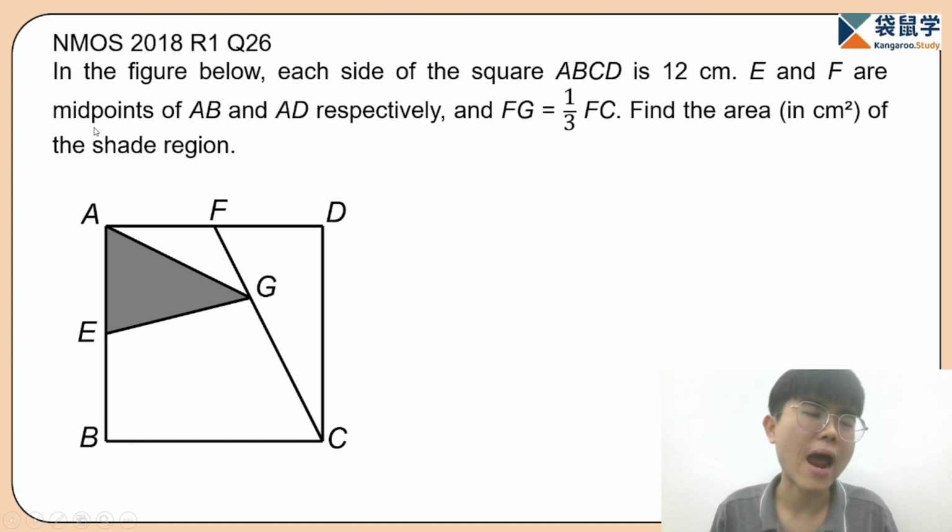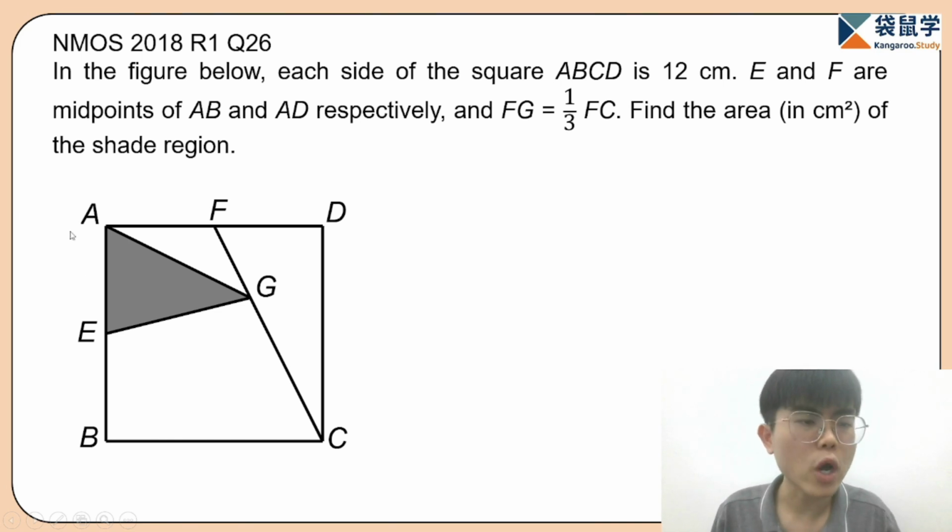E and F are midpoints of AB and AD respectively. So you can see that E is the midpoint of A and B, and F is the midpoint of A and D. Then we say that FG is equal to 1 over 3 of FC. You can see that FG is over here, and then the whole line is FC. Then we are asked to find the area in centimeters squared of the shaded region.